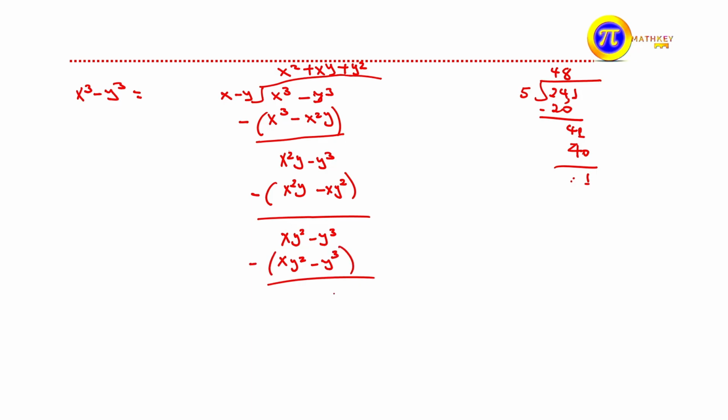After that we take their difference. When we take the difference, what does it become? x times y squared minus x times y squared is 0, y cube minus y cube is 0. This implies that x cube minus y cube is equal to x minus y times x squared plus x times y plus y squared. Yes, the first one is correct.